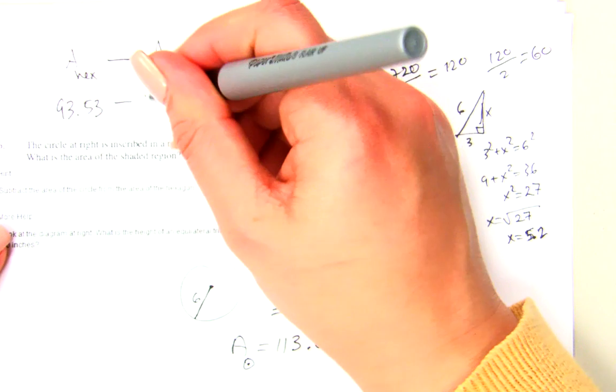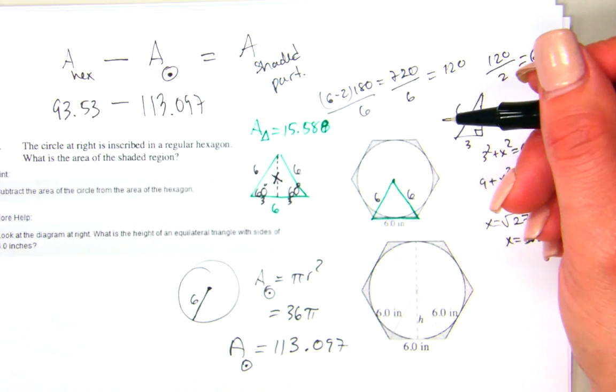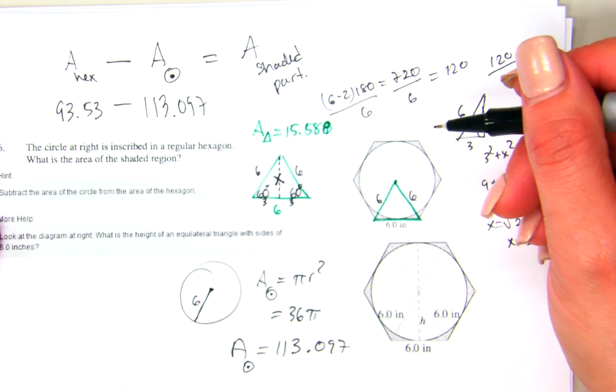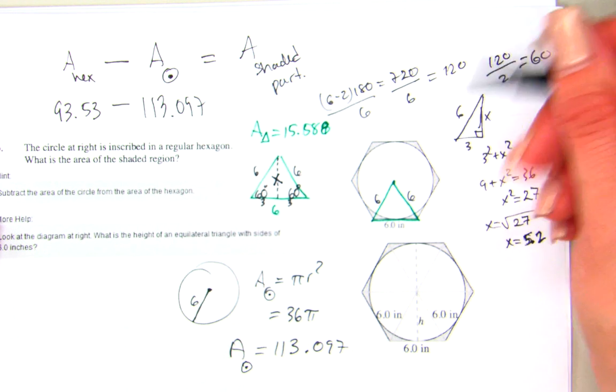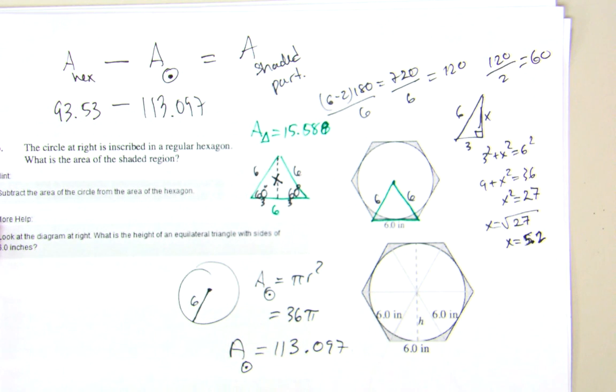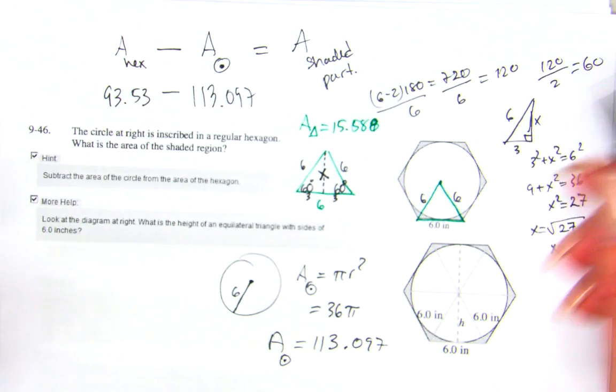So, 113.097. But that doesn't make any sense. The hexagon has to have a bigger area than the circle to subtract from it, because otherwise you get a negative answer. So, somebody who's watching this, please tell me where I went wrong, because I'm too tired right now to try to figure it out.